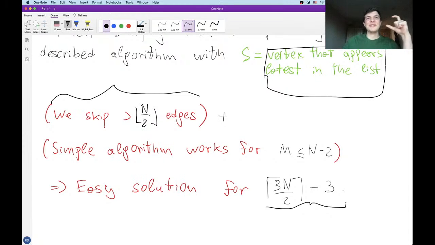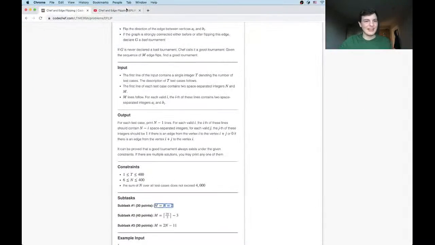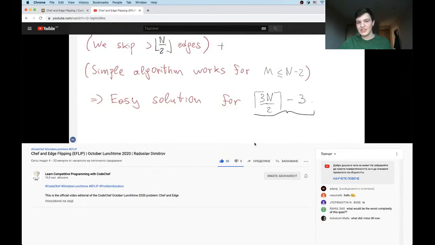Pick the vertex that appears latest in the list, and then just run the naive solution. That's what I meant by the solution is very simple, but you have to figure it out. It's not intuitive that this simple solution will actually work. And yeah, I'm going to check for questions again. But it seems that there are no questions.